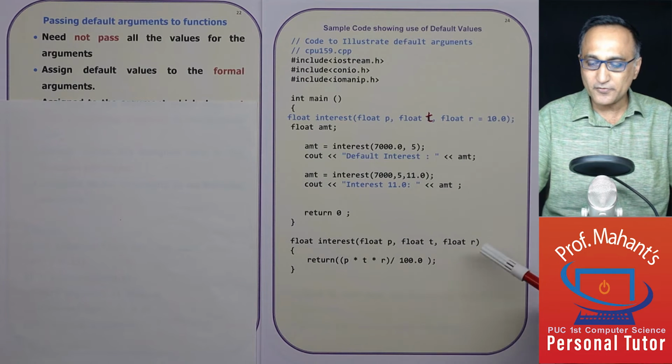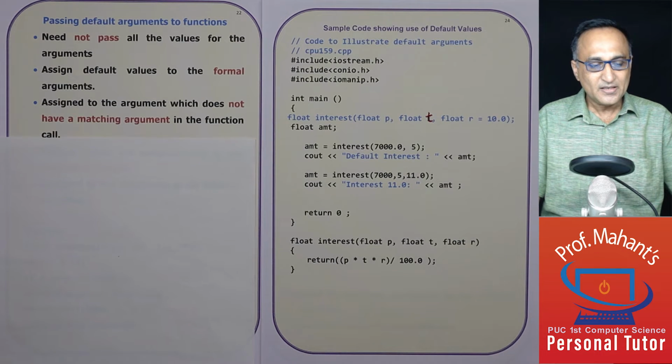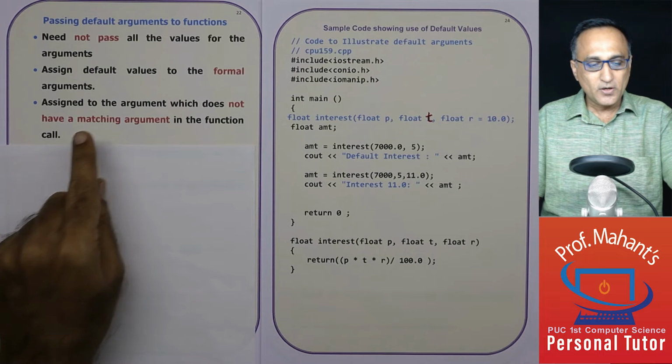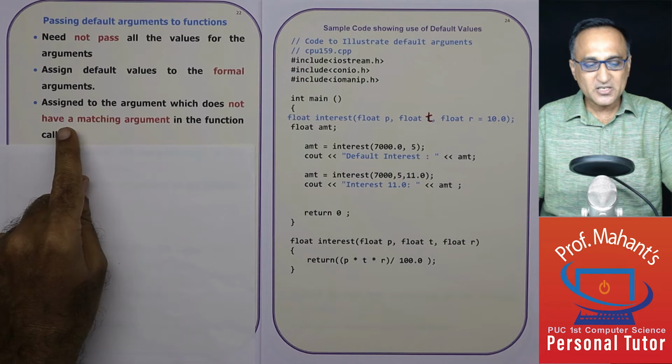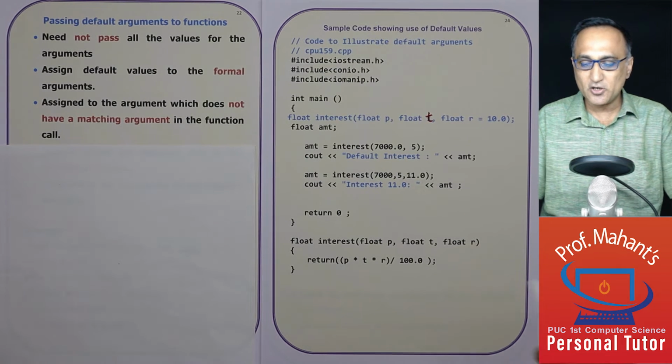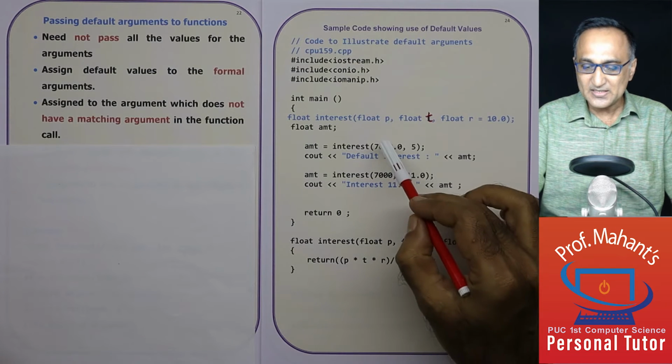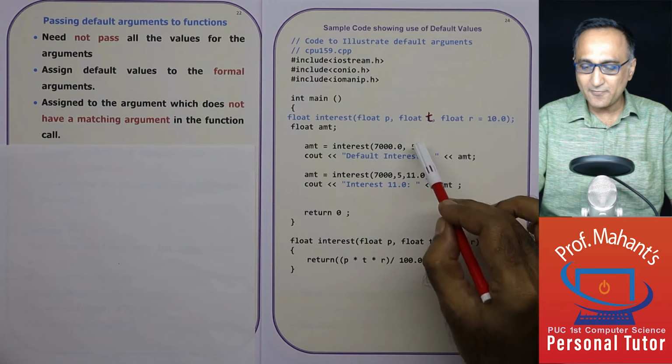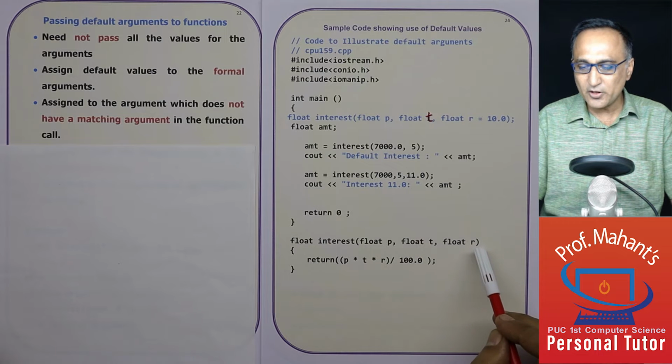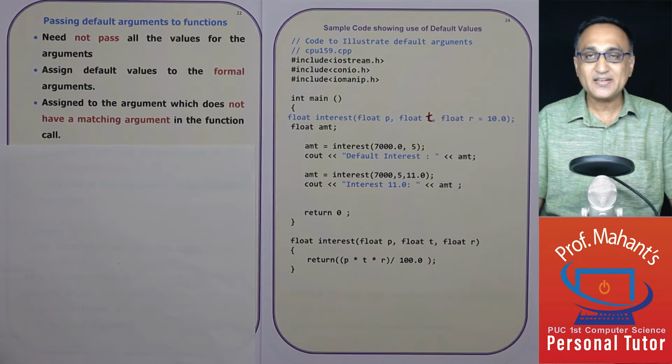So the default value of 10 is assigned to R. So what is the rule? The argument which does not have a matching argument in the function call is substituted. 7,000 has one argument, 5 is with T. This fellow does not have any matching argument, so this is substituted with 10.